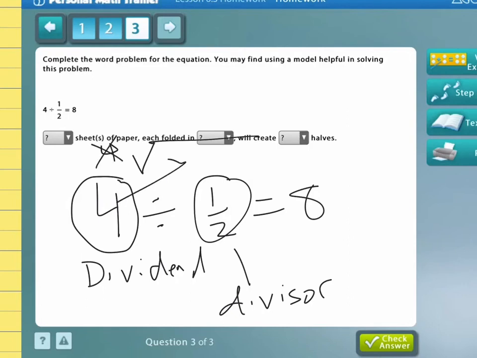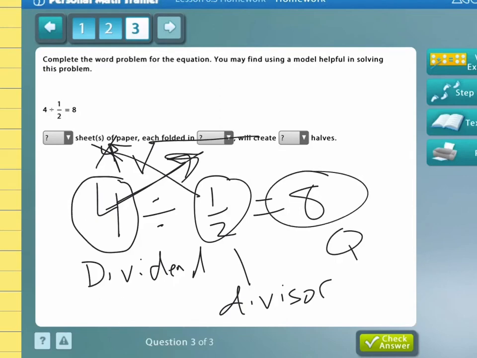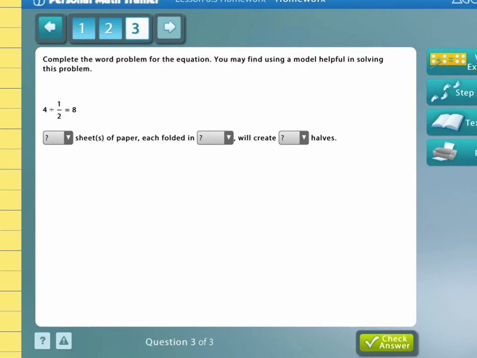The 4 is inside the house. That's what you have. Let's say 4 cookies. You're dividing up 4 cookies. Seeing 4 cookies divided by half, you say that. So make sure that you put your dividend in the house and your divisor out of the house, and that's going to be your quotient. So let's ask ourselves, you have blank sheets of paper, each folded in blank will create blank. So what you have is you're dividing 4 sheets of paper, because that's your dividend. You have to ask yourself, what am I dividing? I'm dividing up 4 sheets of paper, and each is folded in half, and that's going to create 8 halves.